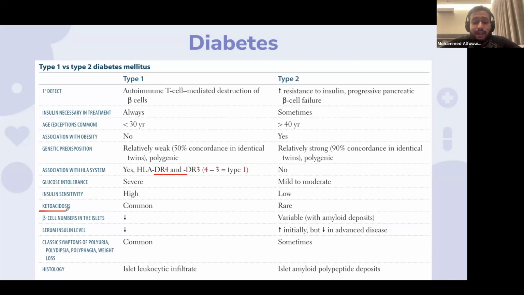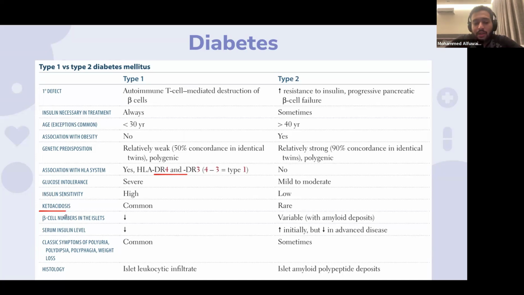Now, why does it happen in type 1, not type 2? In type 2, you still have insulin. Now, another important thing about ketoacidosis is sometimes it's the first presenting sign of type 1 diabetes. They will present with ketoacidosis. And that's how you diagnose these patients or find out that this patient has type 1 diabetes.